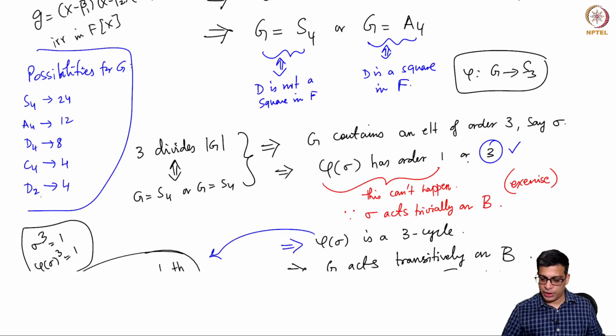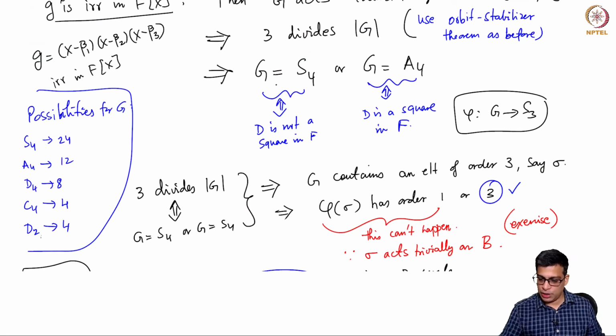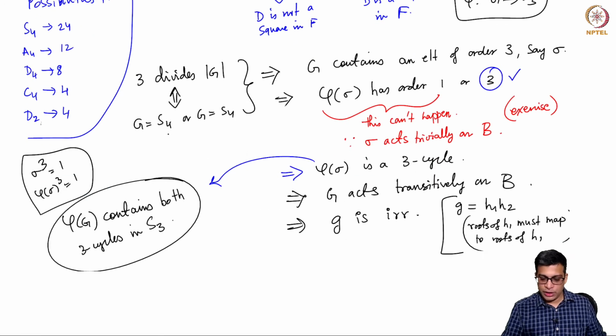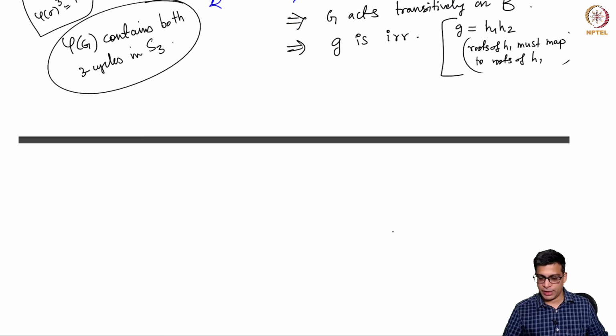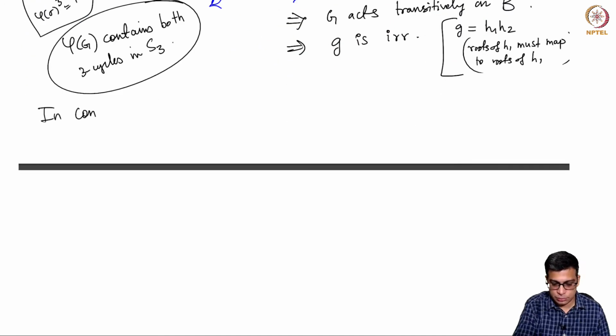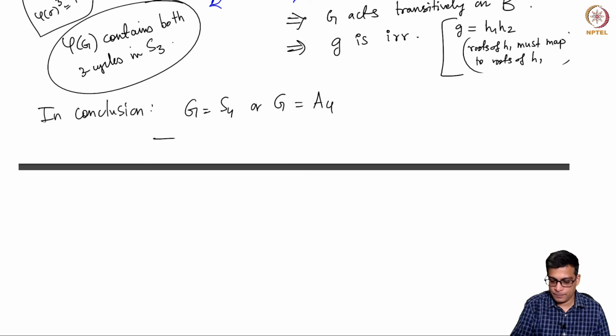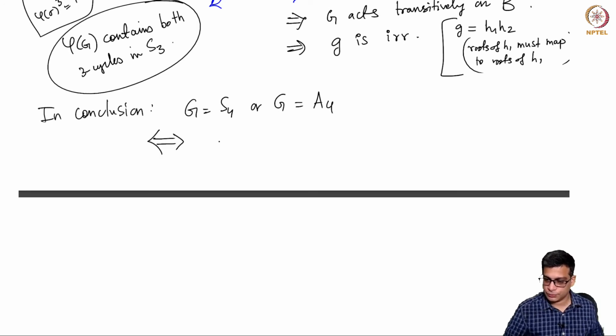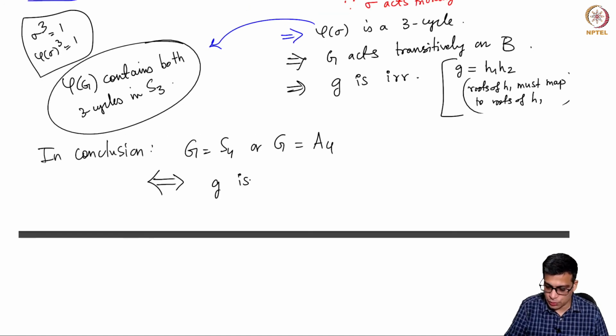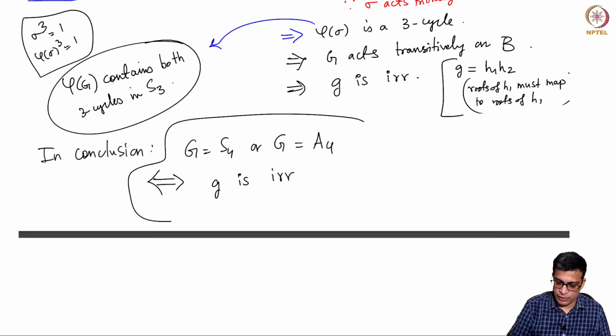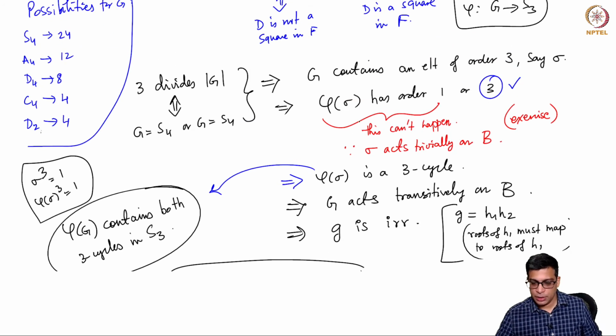So what we have shown is, if G is irreducible, G is equal to S4 or A4. If G is equal to S4 or A4, G is irreducible. So in conclusion, G is S4 or G is A4 if and only if G is irreducible.